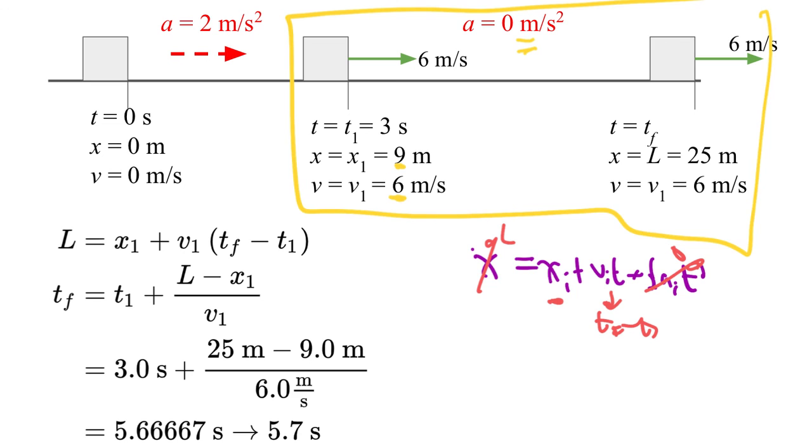So the final time is going to be the initial time, the burnout time of the rocket, plus this expression. And when all is said and done, we get 5.7 seconds. So it takes a total of 5.7 seconds to go a total of 25 meters. Notice that in the first 3 seconds, or roughly half of that time, it only moves 9 meters, and then in the second half it moves almost 3 times as far. And that's because it's already moving very fast, even though there's no more acceleration.